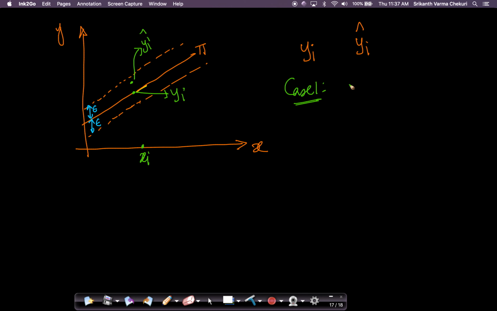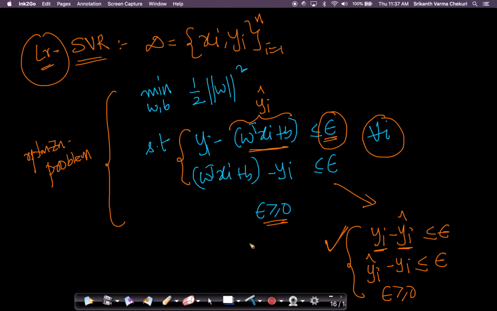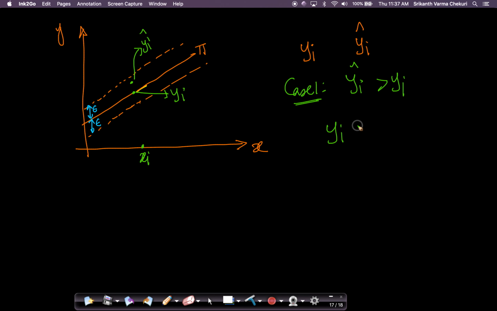Here, what is case 1? Yi hat is greater than yi. What happens in this case? If yi is exactly equal to yi hat, perfect, we have no error. Then life is cool. Look at both of our constraints, yi minus yi hat and yi hat minus yi. Let's write down yi minus yi hat. Yi is less than yi hat. If, let's say, yi is 2 and yi hat is 3, then this whole value will be negative. This whole number is going to be negative.